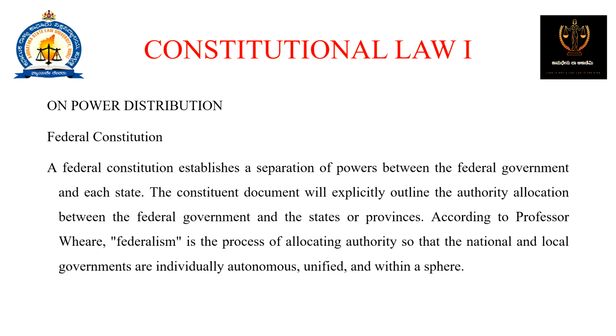On power distribution, federal constitution. A federal constitution establishes a separation of powers between the federal government and each state. The constituent document will explicitly outline the authority allocation between the federal government and the states or the provinces. According to the professor, federalism is the process of allocating authority so that the national and local governments are individually autonomous, unified, and within a sphere.